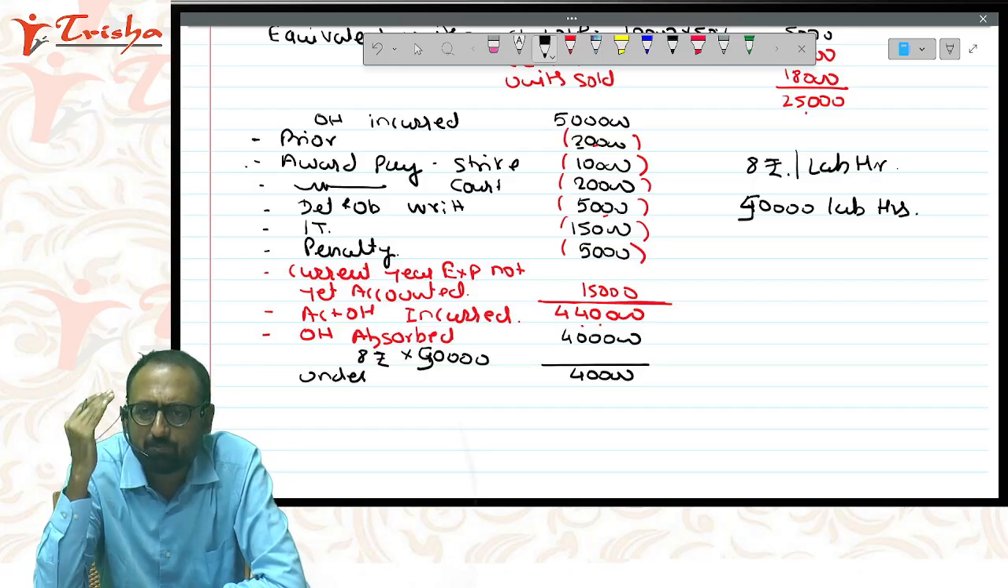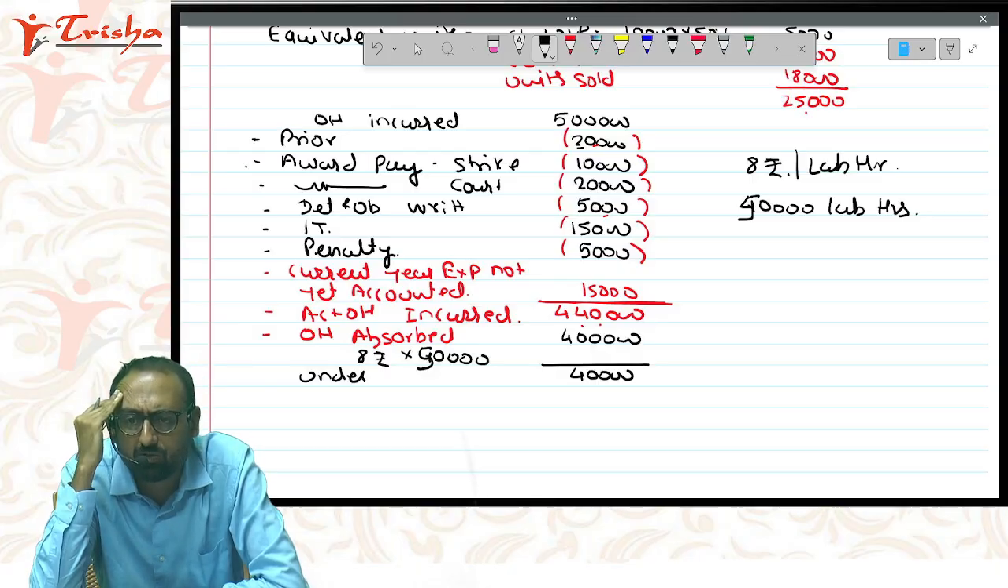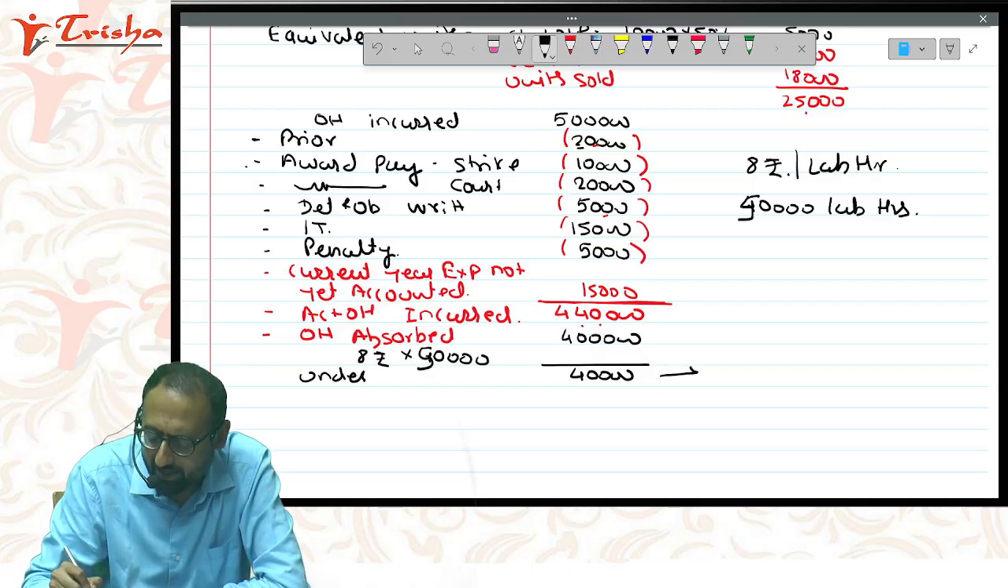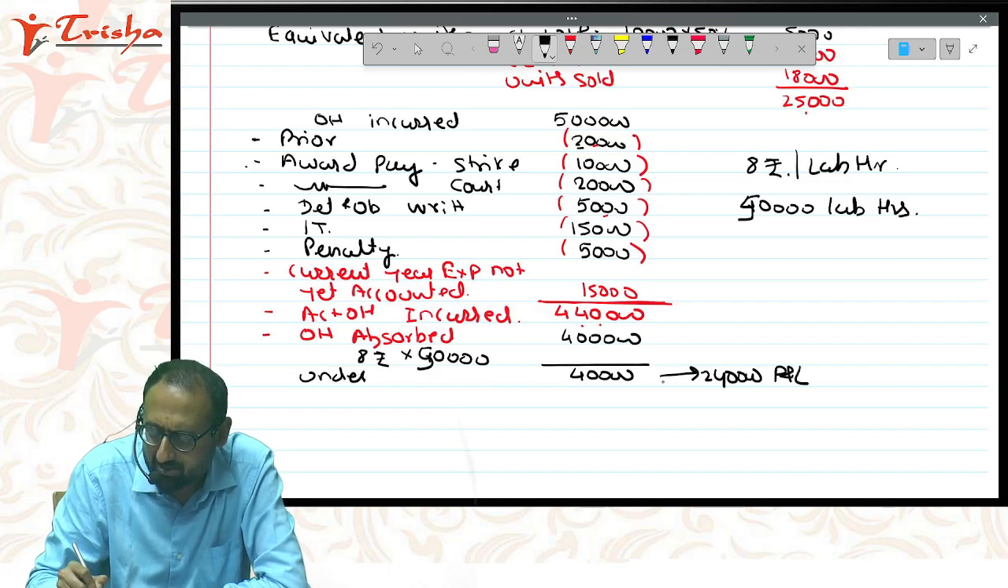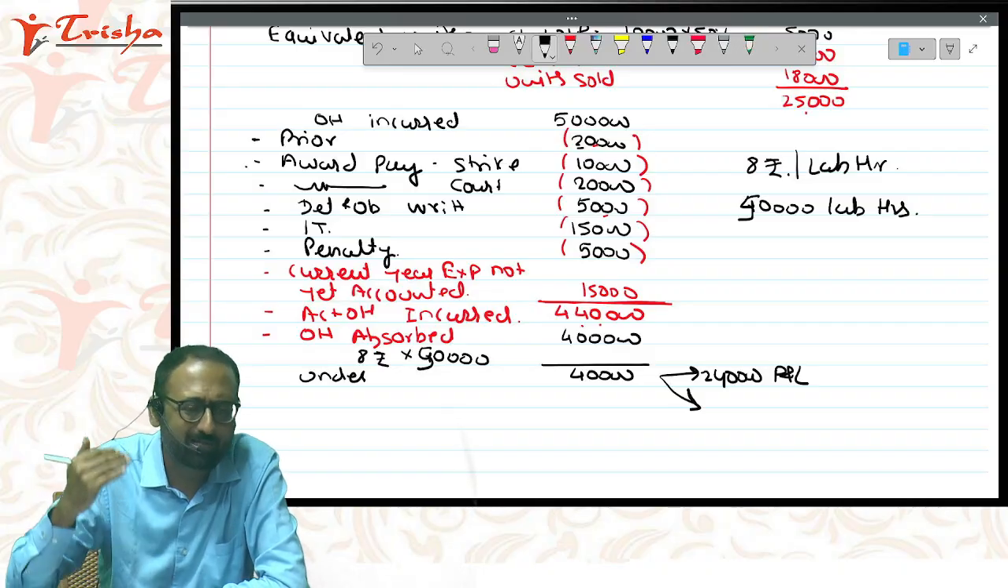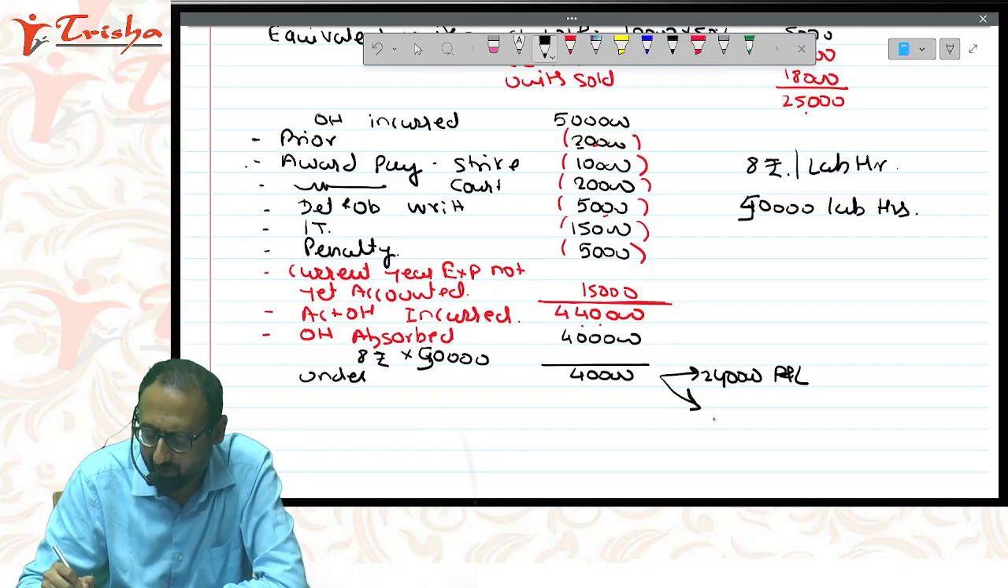If it is given 60% because of abnormal reason, then what will you do? Transfer to P&L account. 24,000 will directly transfer to P&L account. And next, for the remaining, normal increase in material cost, normal increase in labor cost, normal increase in overhead, you will calculate the supplementary rate.